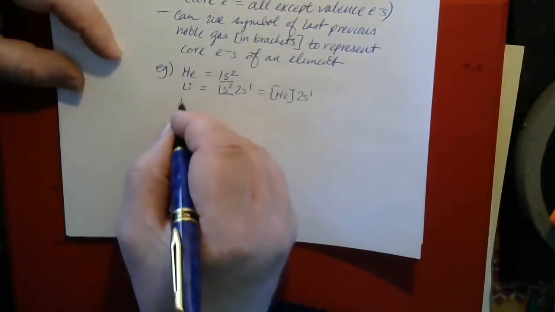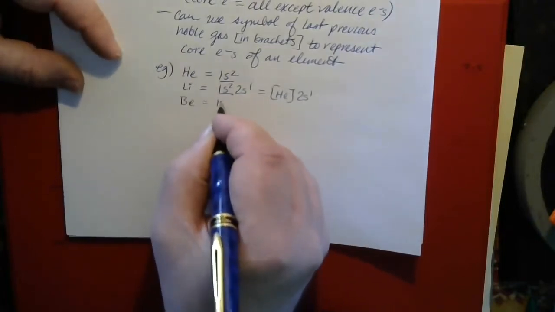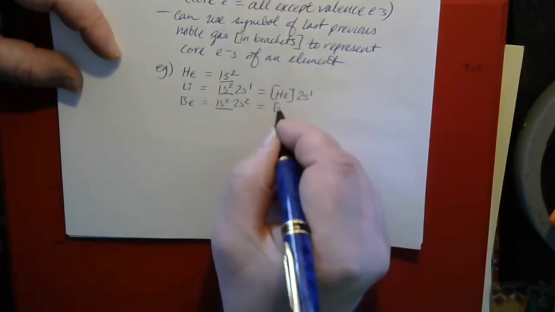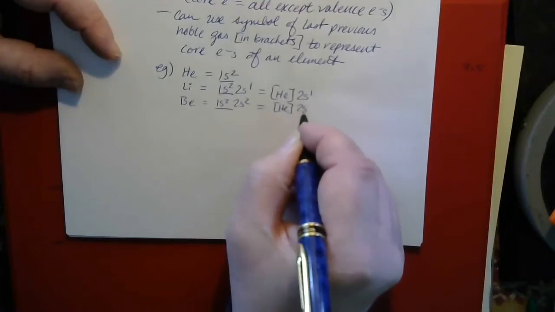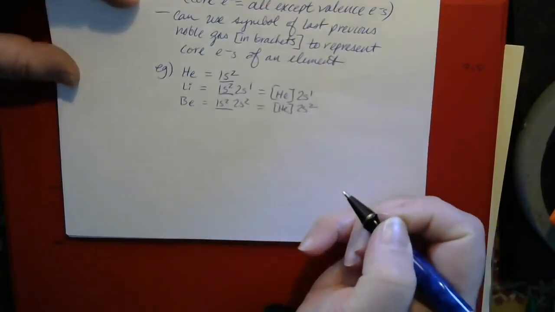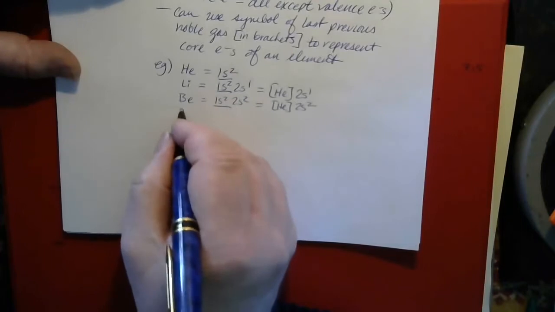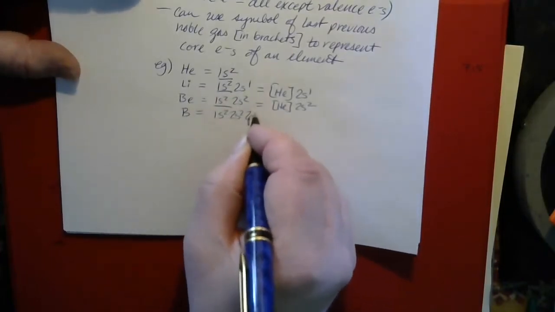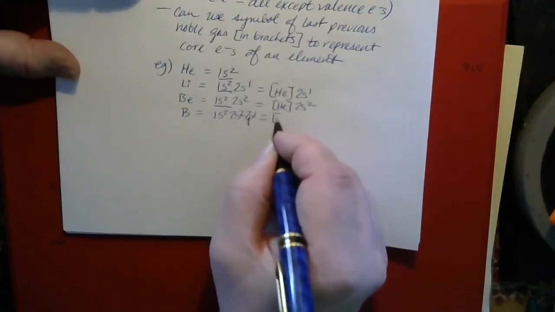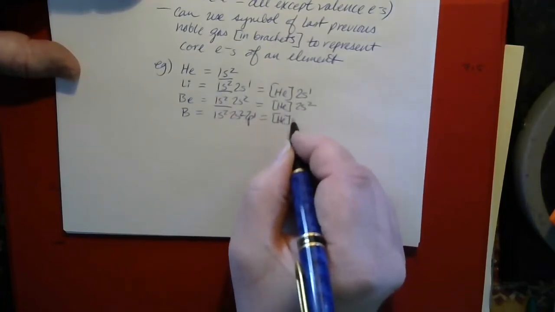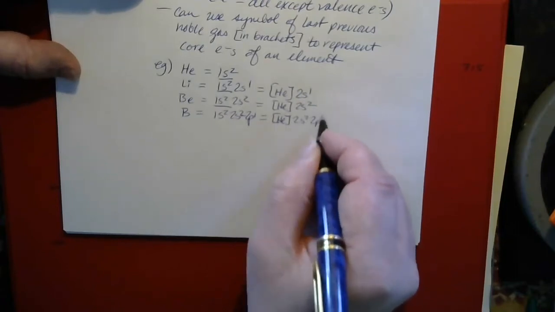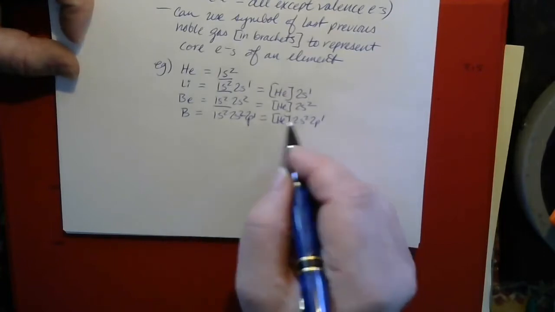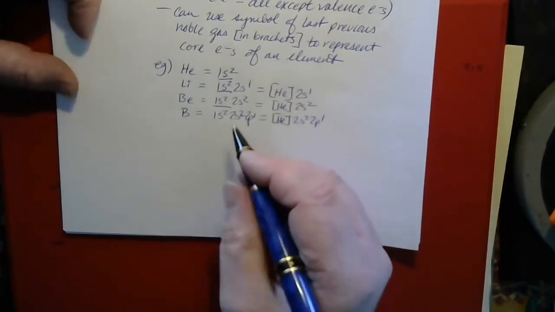So we can look at beryllium, which is 1s2, 2s2. That would be helium 2s2 for a configuration. There's boron, which has a configuration 1s2, 2s2, 2p1. That would be helium in brackets followed by 2s2, 2p1, because 2s2, 2p1 is what boron has beyond what helium has.